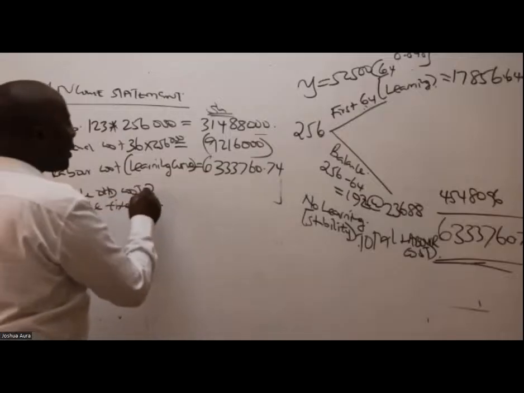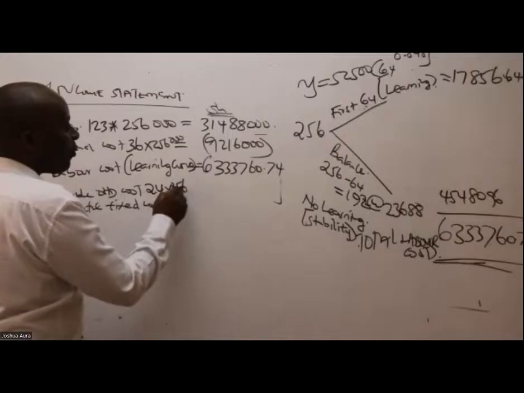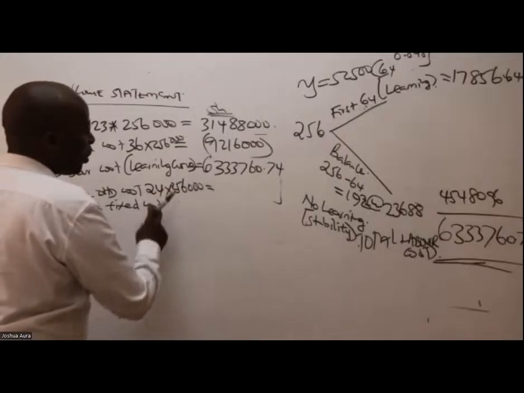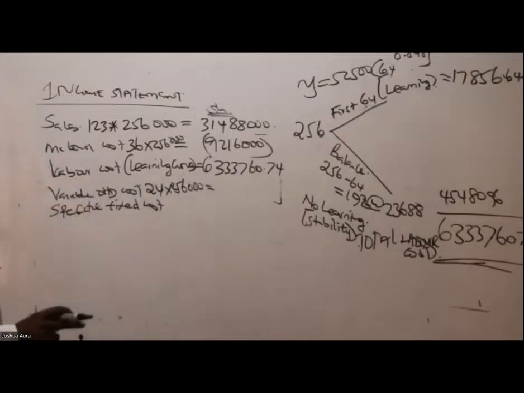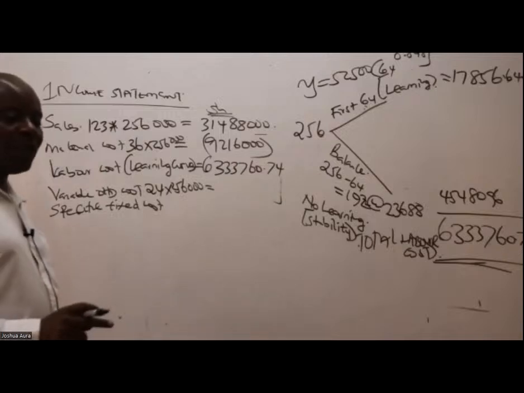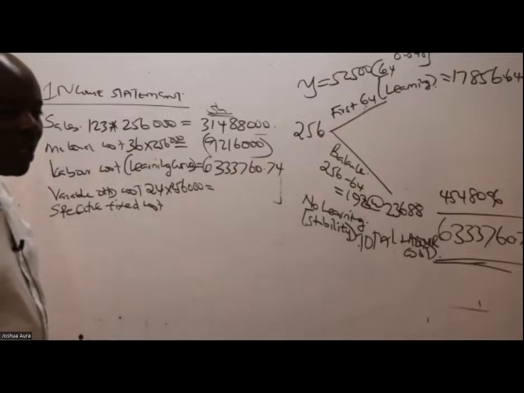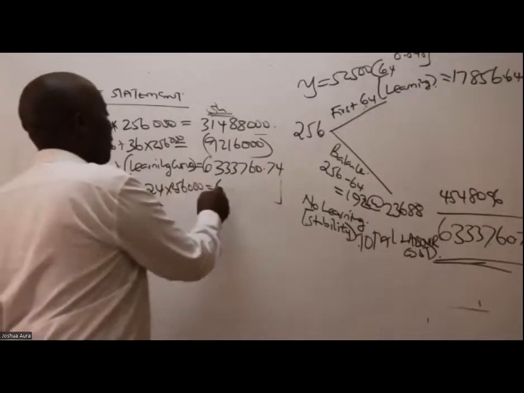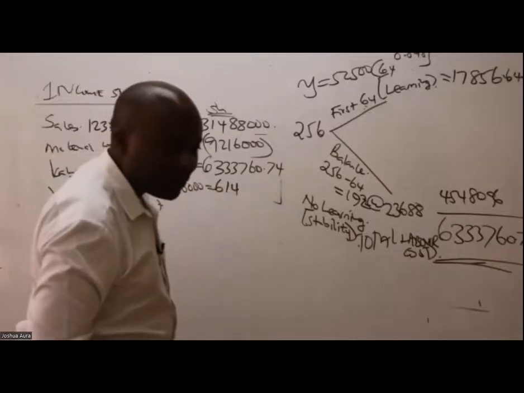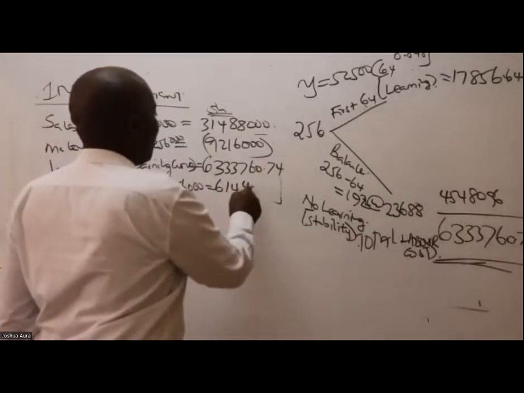Right. Now, ladies and gentlemen, we have the variable overhead cost per unit, very easy. If it's per unit, I'll take 24 times the total number of units here, which are 256,000. So what is 24 times 256,000? Somebody give me a figure. 614,4000. Thank you very much.